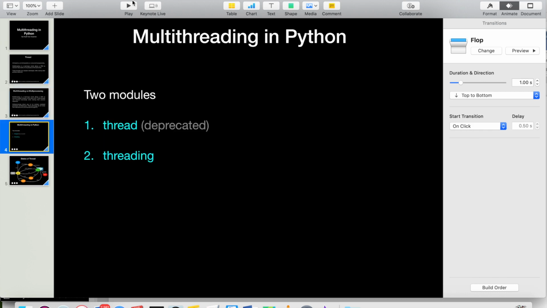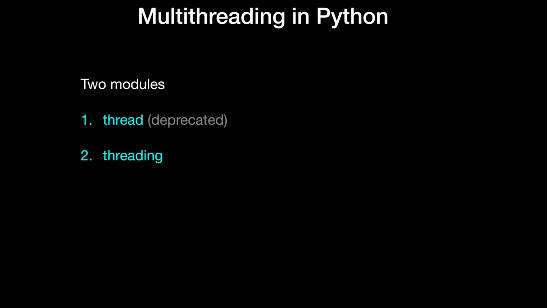To implement multithreading in Python, we have two modules available. One is thread, the second one is threading. Thread is an old one. You can see that it is deprecated. So we will be using the threading module in our demonstration.